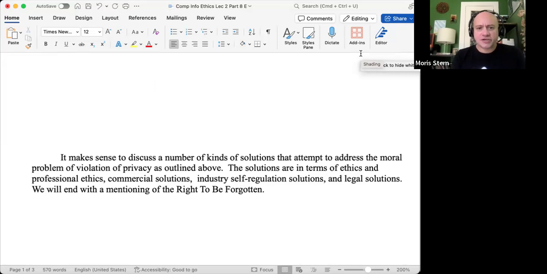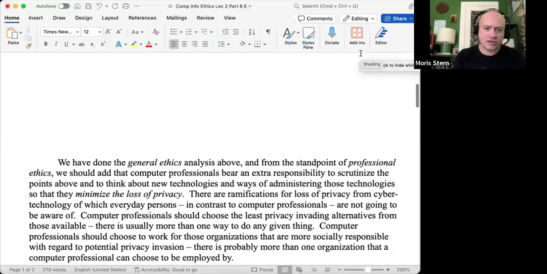It makes sense to discuss a number of kinds of solutions to address the moral problem of violation of privacy as outlined above. The solutions are in terms of ethics and professional ethics, commercial solutions, industry self-regulation solutions, and legal solutions. We will end with the mentioning of the right to be forgotten.